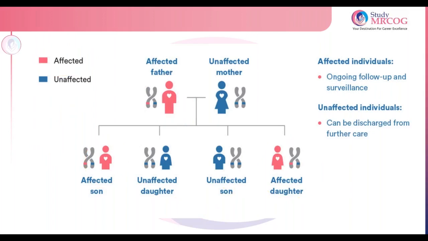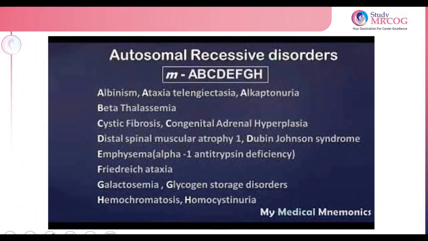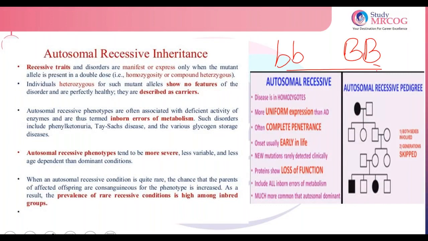Let's move to autosomal recessive. Again, I just want to remind you about autosomal recessive. Remember, for an autosomal recessive disease to be present, they should have homozygous genes. That means they need to have two defective genes. Then only they will present as disease. If they have one normal gene, then they will be carriers.